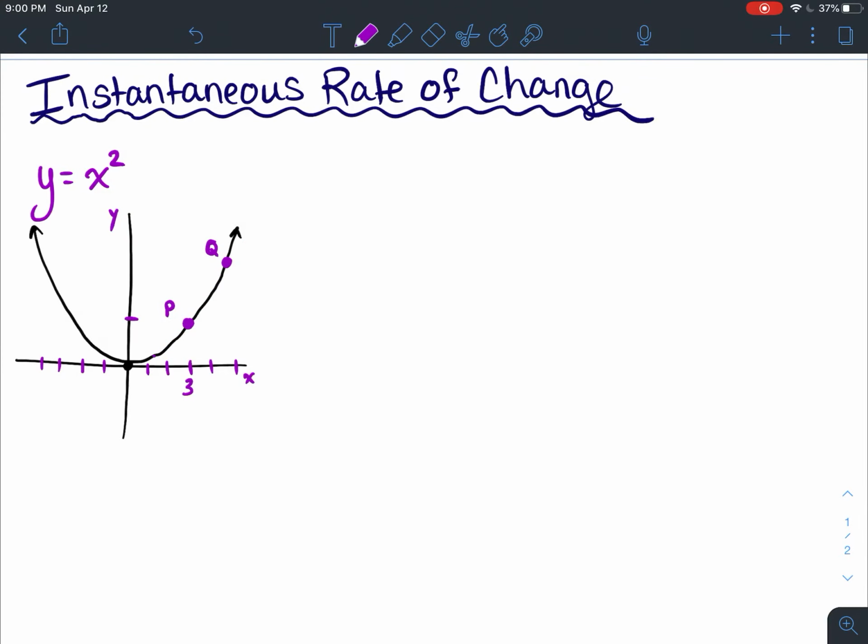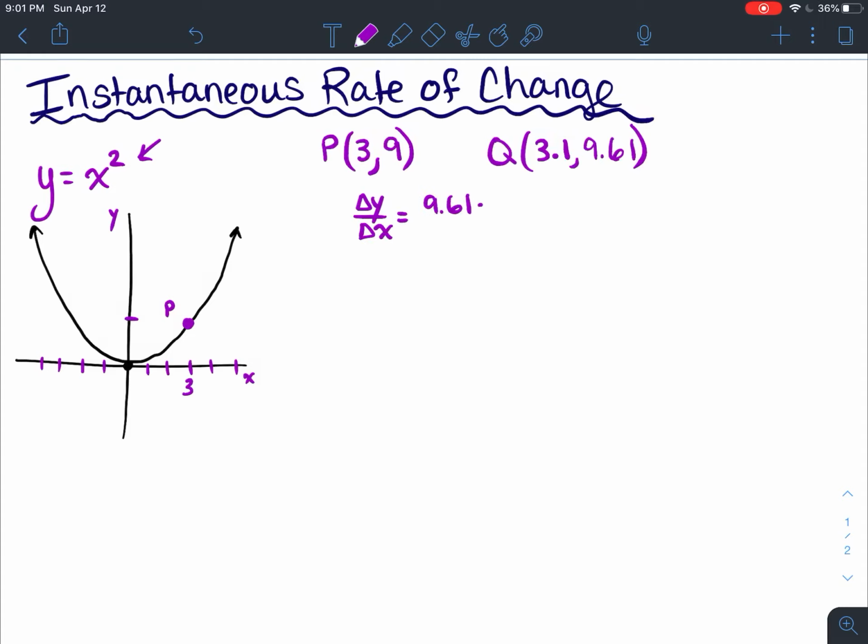Okay, so let me just get rid of Q. So let's figure out what our point P is. When x is 3, what is y? If we sub it into our equation, 3 squared will be 9. So our point right there is (3, 9). Let's say we took another point, let's call it point Q, and let's make it 3.1. Then our y value is going to be 9.61.